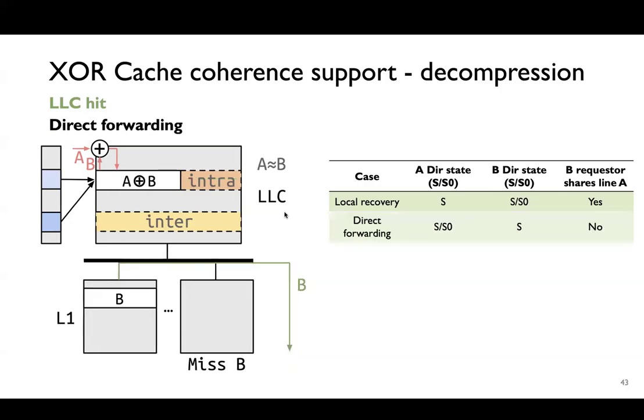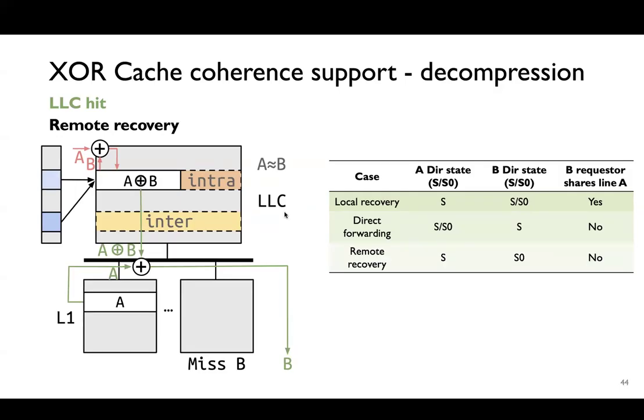In the second case, we call it direct forwarding. The requester of B does not share the line A, but B has a sharer in its private cache, which is the one on the left-hand side. So the LLC simply forwards the request to B's sharer, and this is handled in a similar fashion as any protocol that implements a forwarder state.